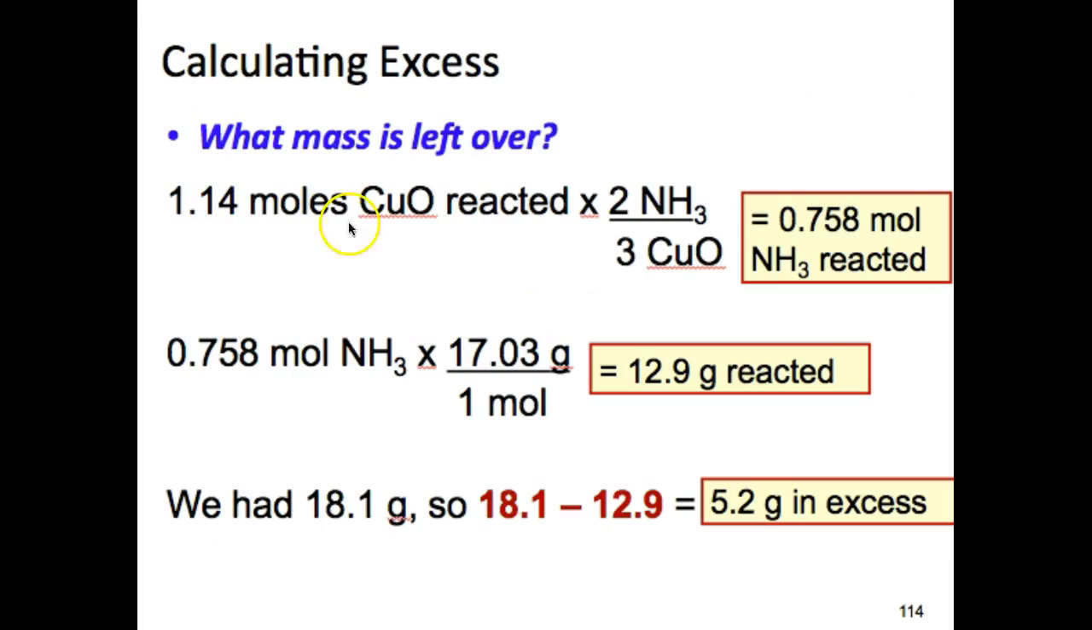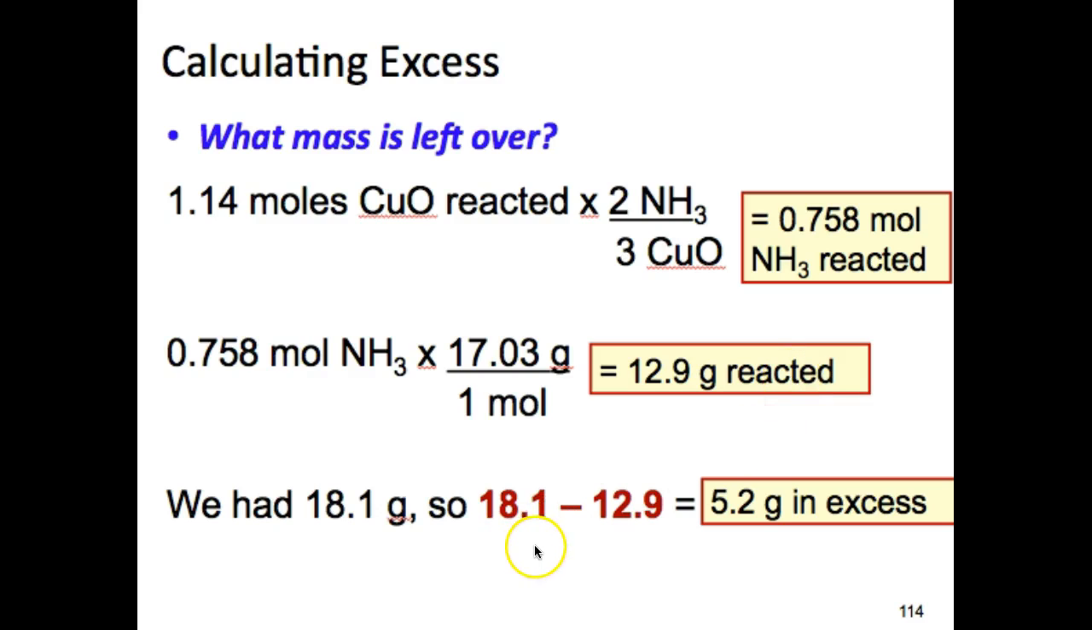So we used all of our limiting reagent. We used all 1.14 moles of copper 2 oxide. So let's convert those moles of copper 2 oxide to ammonia. That tells us how much ammonia was actually used or reacted. So we used 0.758 moles of ammonia. Now what we want to do is convert that to grams to figure out how many grams reacted. Okay, so 12.9 grams reacted.